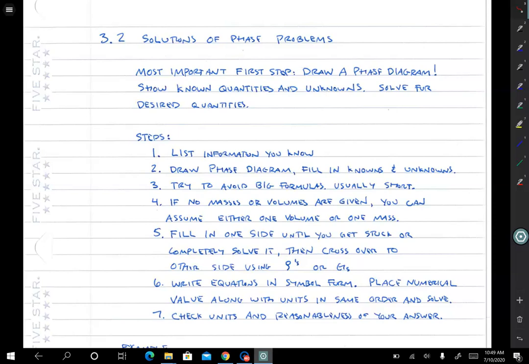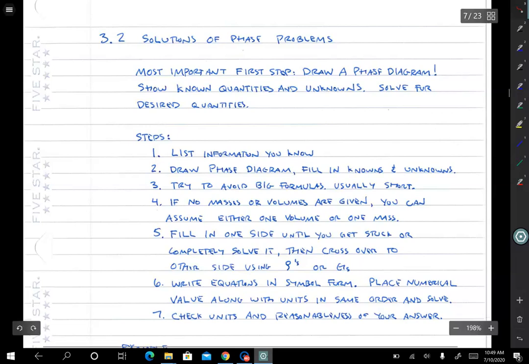So the steps you should follow: first, list all of the things you know. Okay, maybe you know the water content and the total unit weight, and you can assume a specific gravity. Make sure you acknowledge any assumptions you're making, and you want to make sure that you have enough information to actually solve the problem. So we'll talk about that in just a second. Step 2, draw the phase diagram, fill in the knowns and unknowns. Just draw the actual stack of solids, water, air, put volumes on the left, masses on the right, and fill in the things that you know, leave the other ones blank.